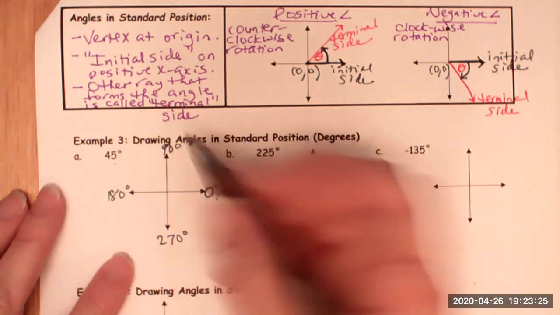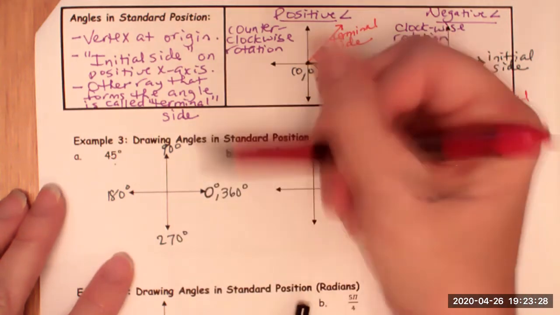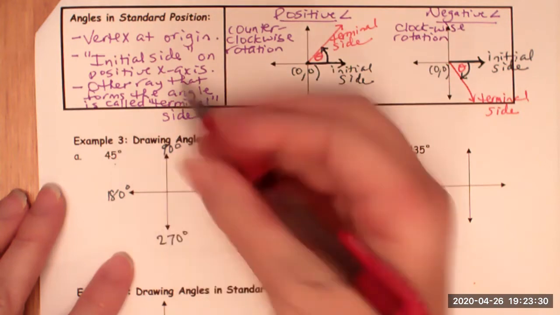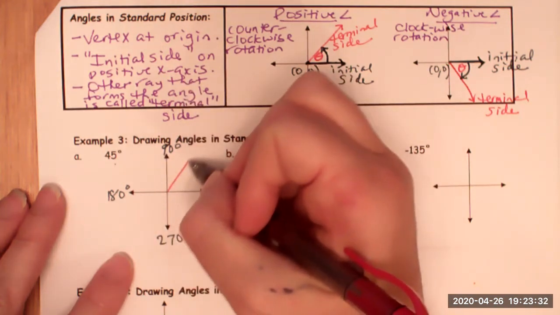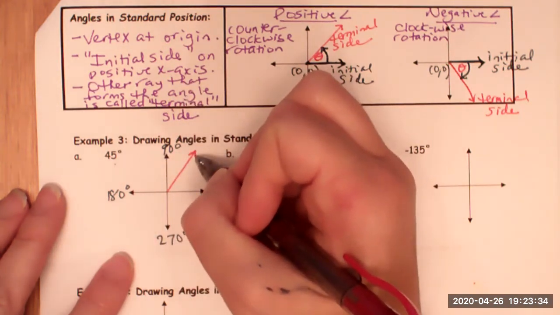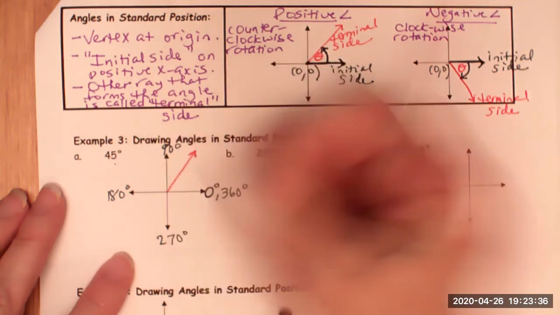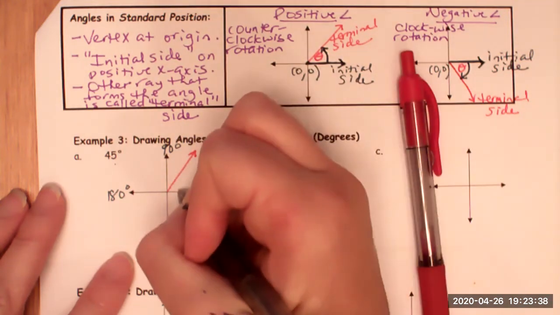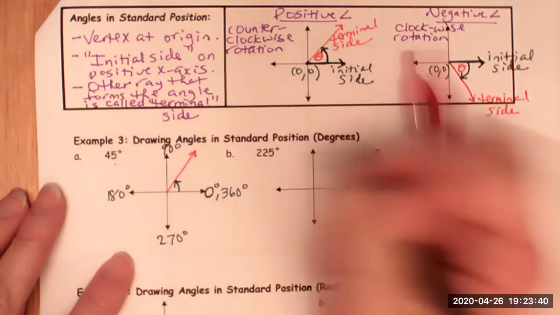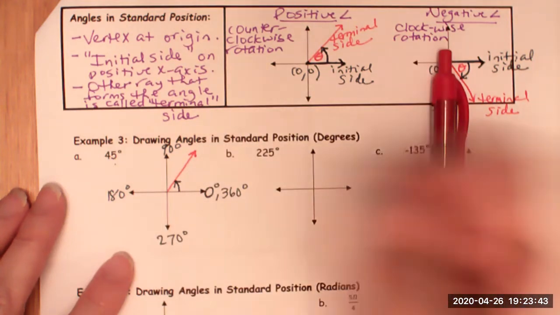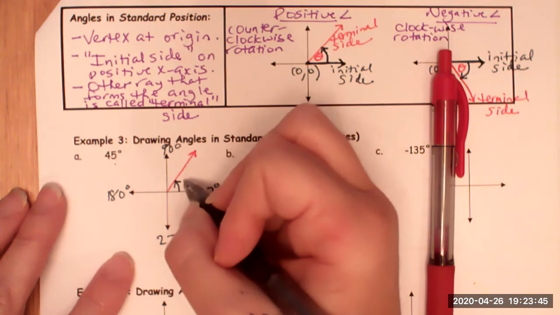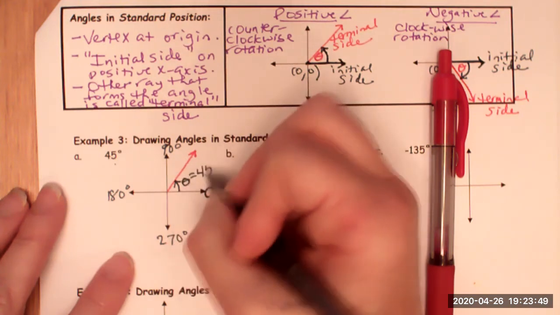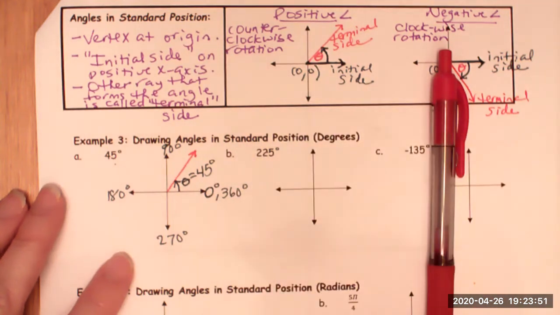So we can estimate that halfway between 0 and 90 is 45 degrees, and so I would draw the terminal side of the angle, and I always want to draw the rotation. That rotation here represents theta equals 45 degrees. And that is all there is to the process of drawing an angle in standard position.